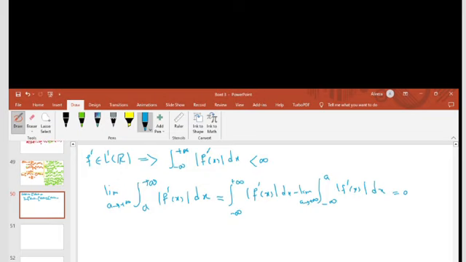So there exists R0 such that for any A we have this integral is less than epsilon. This limit equal to 0, okay?